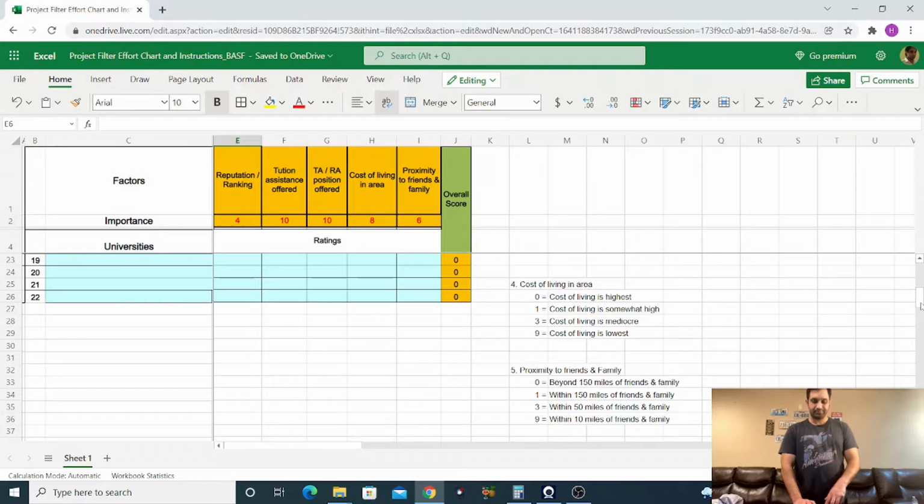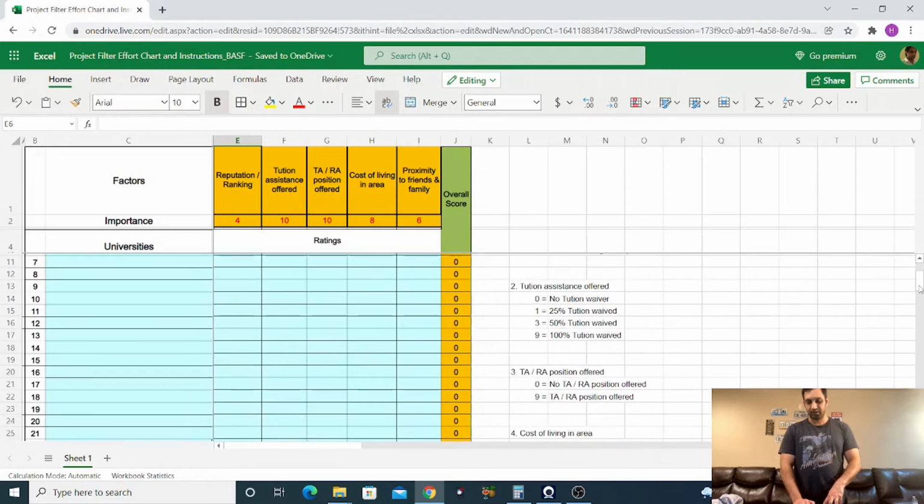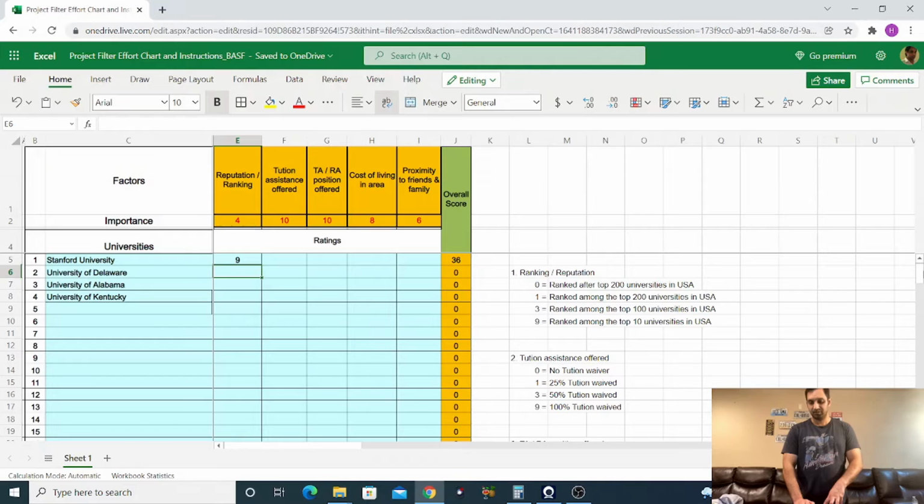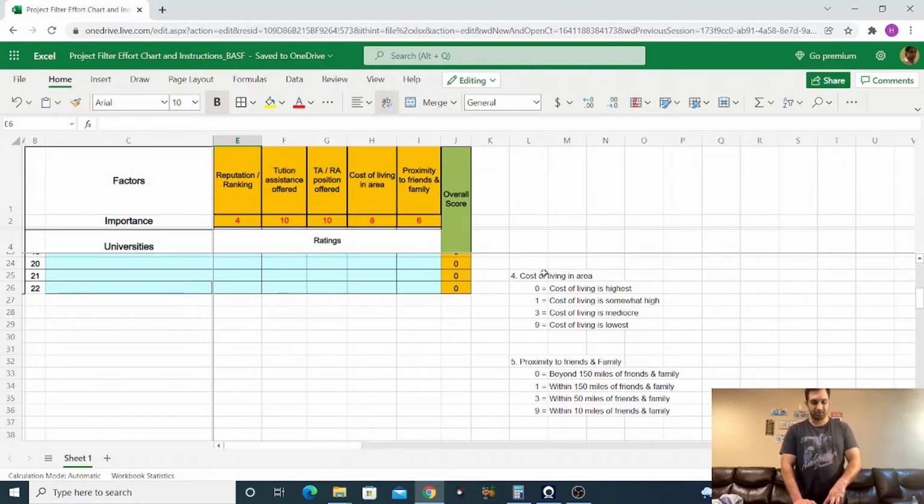Cost of living, again, if the cost of living in the area where the university is the lowest or among the lowest in the US, you would rate it the highest. And similarly, if the cost of living is highest in the area, then you would rate it the lowest. So it's kind of opposite to ranking, right? If the ranking is highest, you rate it the highest, but if the cost of living is highest, you rate it the lowest. Hopefully that makes sense.